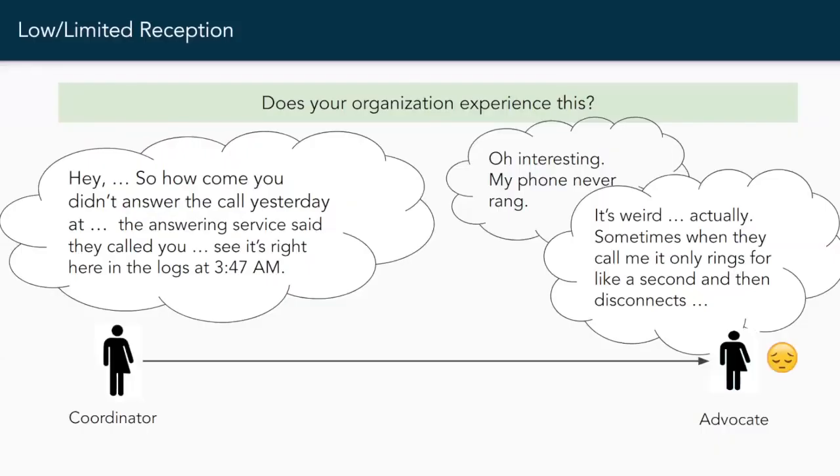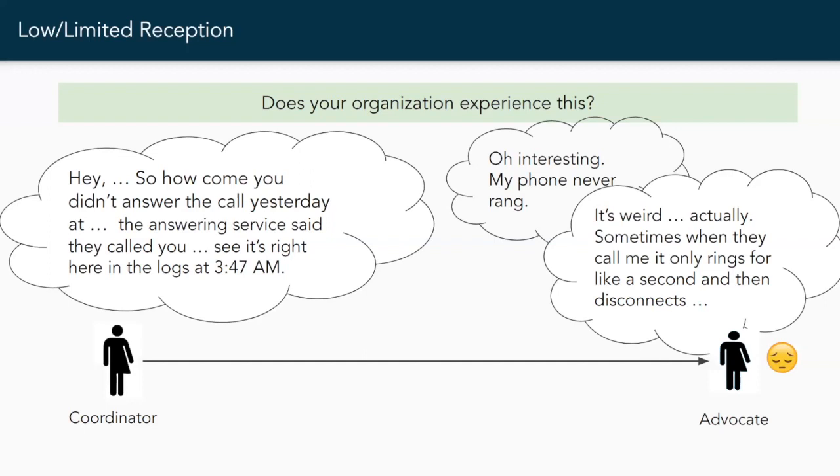So our first scenario is one where the advocate isn't actually getting the calls, but the crisis coordinator is going to the advocate to have that awkward conversation that it sounds like many of us on this webinar have had before, of saying, hey, how come you didn't answer the call yesterday? The answering service said that they called you at 3:47 a.m. And the advocate goes, oh, actually my phone never rang. And it's weird, sometimes it rings for only like a second and then it disconnects.